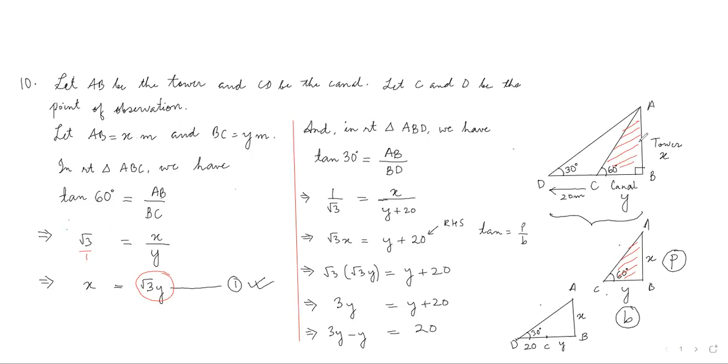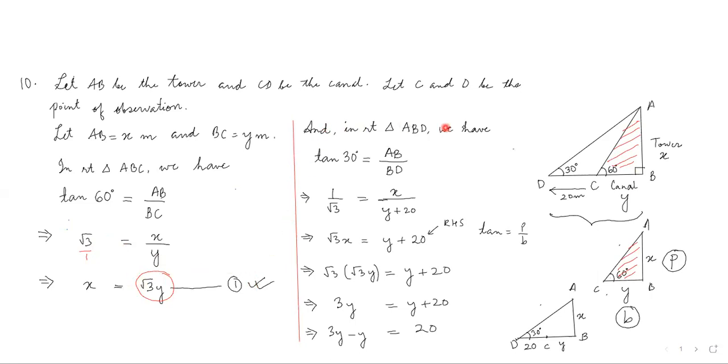In triangle ABC, tan 60 equals p by b. Tan 60 is root 3, AB is x, BC is y. Cross multiplying, we get equation number 1.